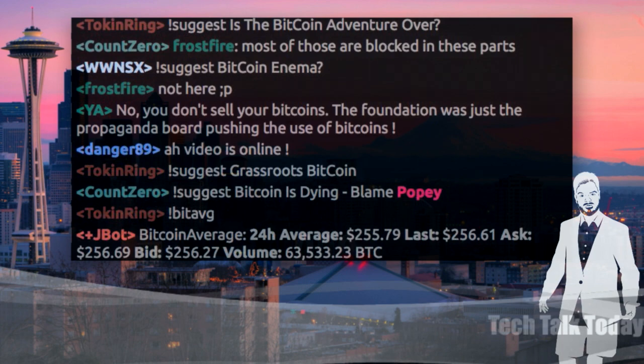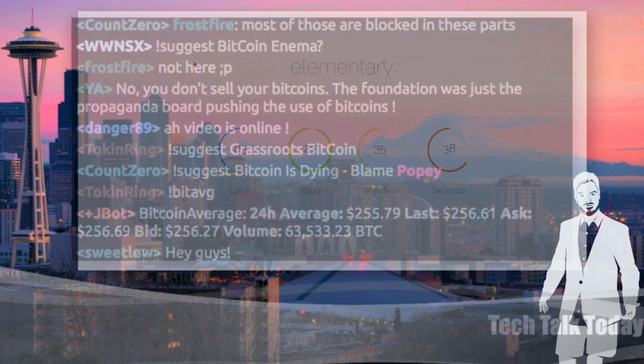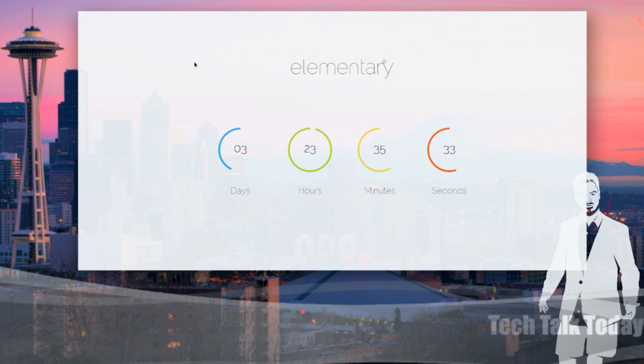Okay. We do have one more story that you might have an opinion on. I just had to mention it in case people haven't noticed, because people have been telling me constantly. There is a countdown over at elementary.io: 3 days, 23 hours, 35 minutes, 28 seconds as we do the show. Does anybody want to speculate what it is?